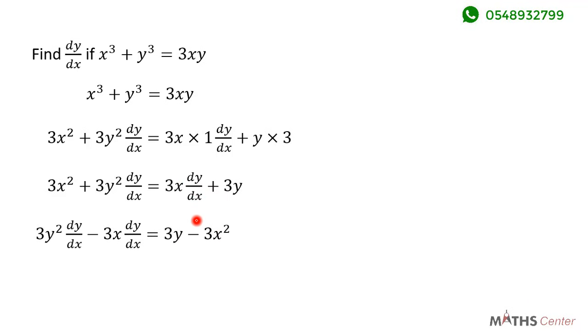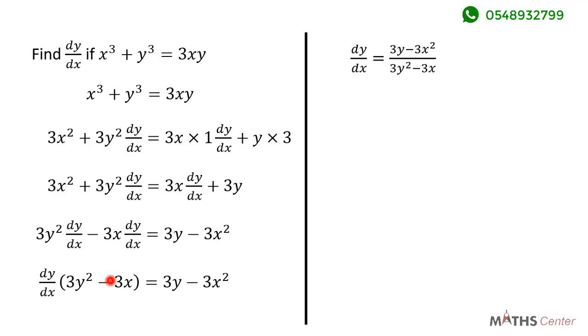To make dy dx the subject, I'll group all the terms containing dy dx on one side and the terms without dy dx on the other side. This gives us 3y squared dy dx minus 3x dy dx is equal to 3y minus 3x squared. I'll factor dy dx out. That will give me dy dx into bracket 3y squared minus 3x is equal to 3y minus 3x squared. You now divide both sides by 3y squared minus 3x, and that gives us dy dx is equal to 3y minus 3x squared divided by 3y squared minus 3x.